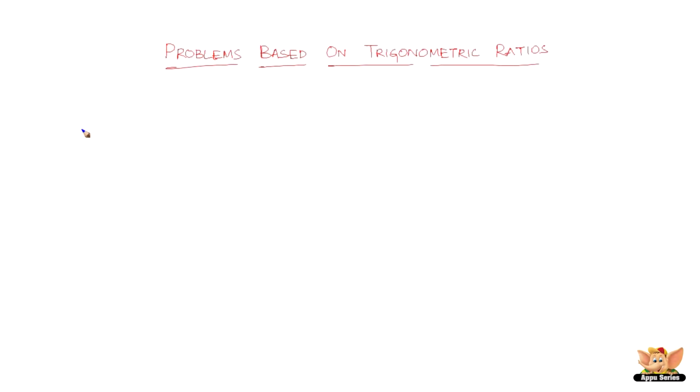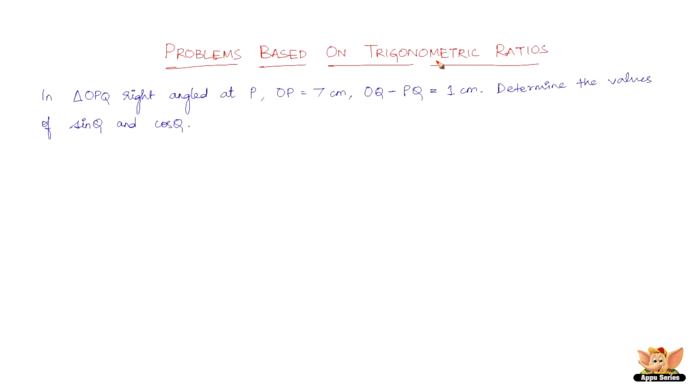In this video, let us solve more problems based on trigonometric ratios. So here we have a question. It goes like this. In triangle OPQ, right angled at P, OP equals 7 centimeters, OQ minus PQ equals 1 centimeter. So we need to determine the values of sin Q and cos Q.